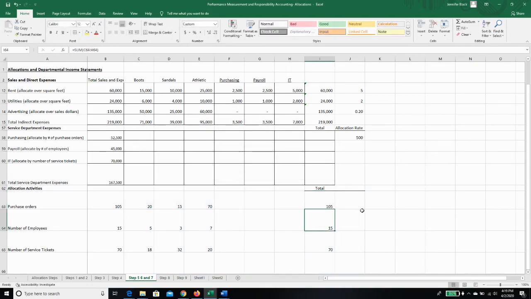Okay. So next, we're going to figure out our allocation rate for payroll. We have to allocate $45,000, and we're going to allocate it over 15 employees, which means that each department is going to get allocated $3,000 of payroll cost for every 1 employee that they have. All right.